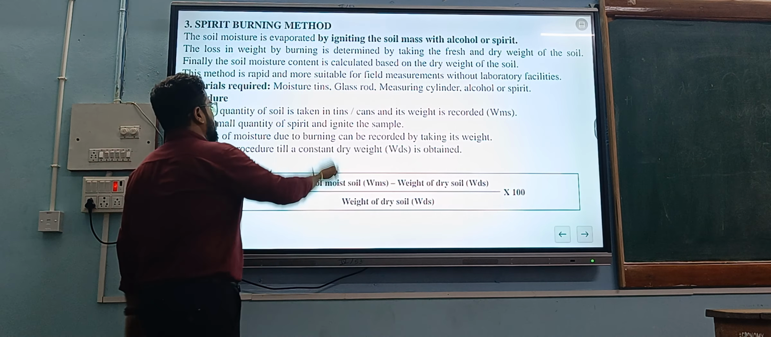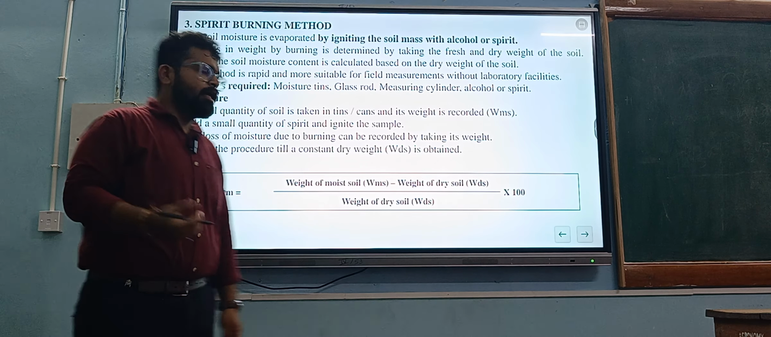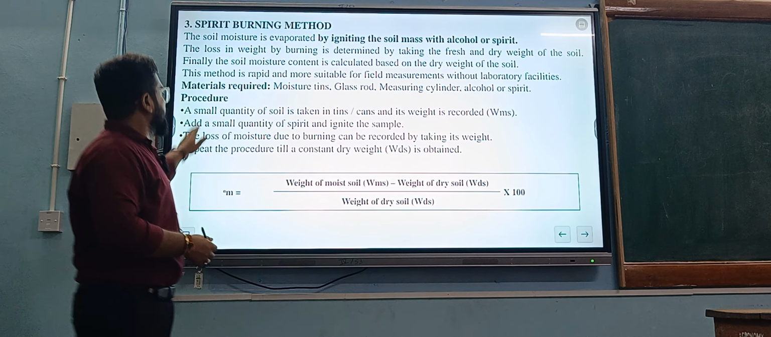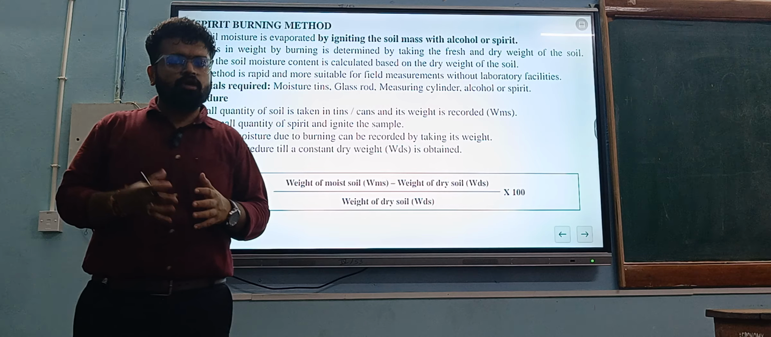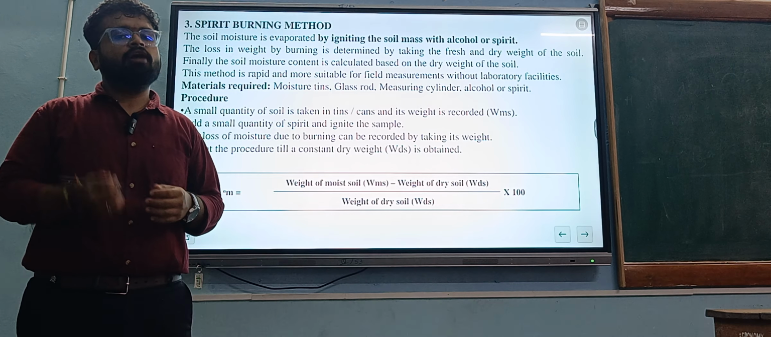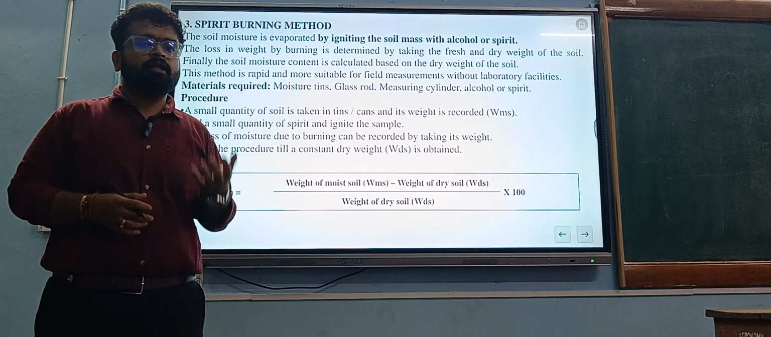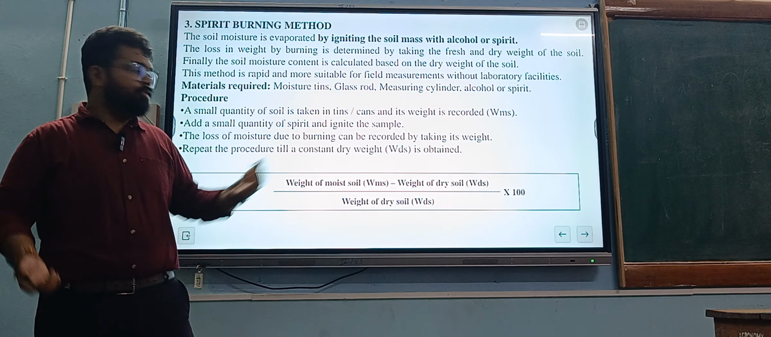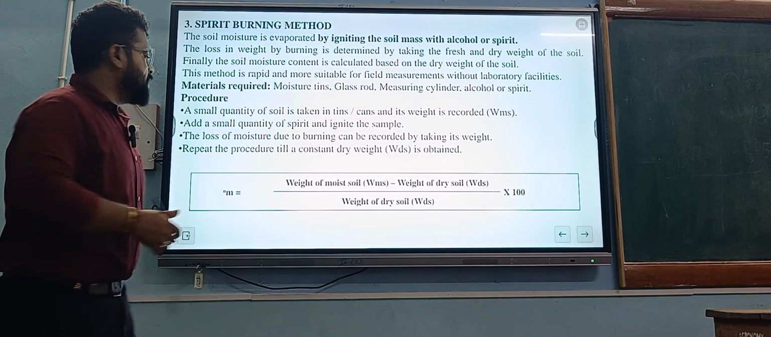The materials required for the spirit burning method are moisture tins or aluminum tins, glass rod, measuring cylinder, and alcohol. The procedure: you have to add 5 ml of alcohol for dry soil, 10 ml for wet soil. Ignite it. Before that, take the fresh weight or weight of moist soil. Then after ignition, take the weight of dry soil. You get the moisture content by the spirit burning method.